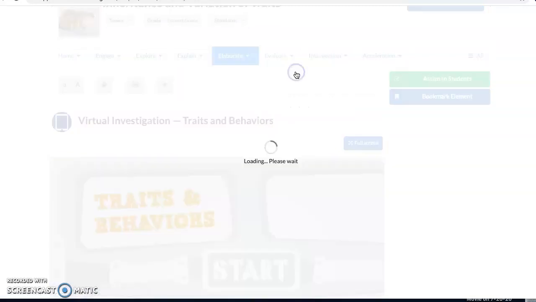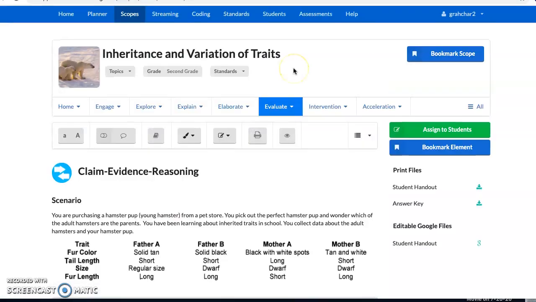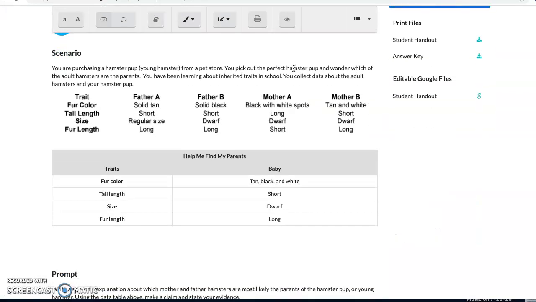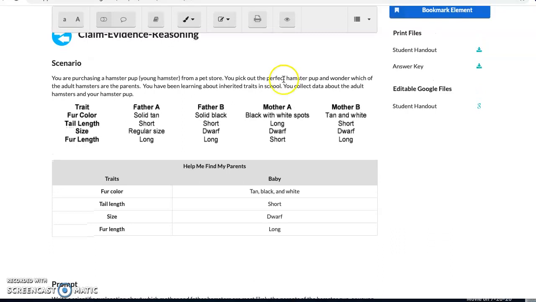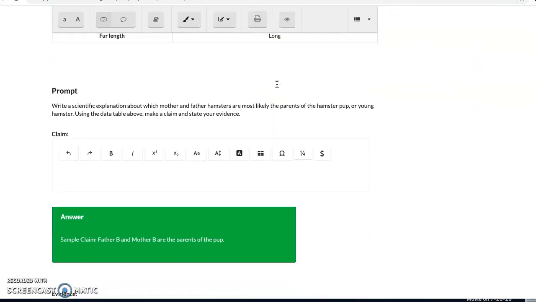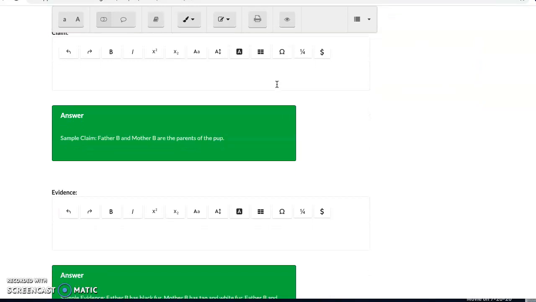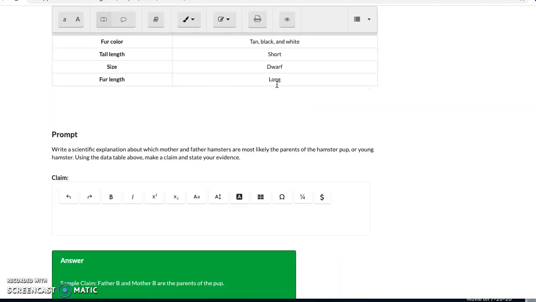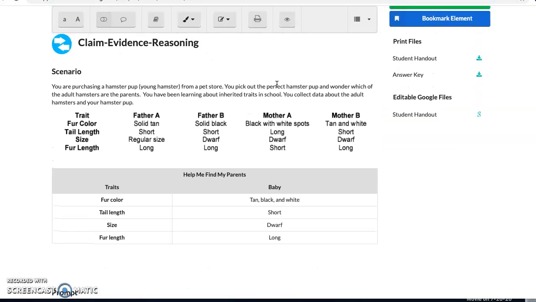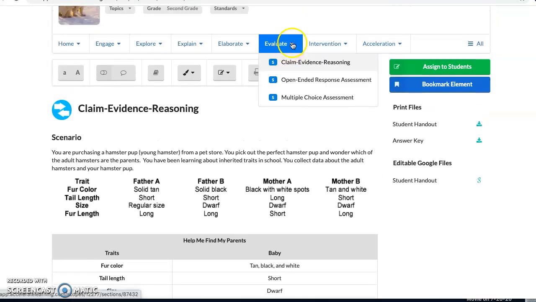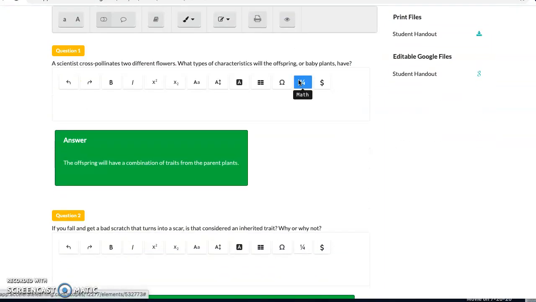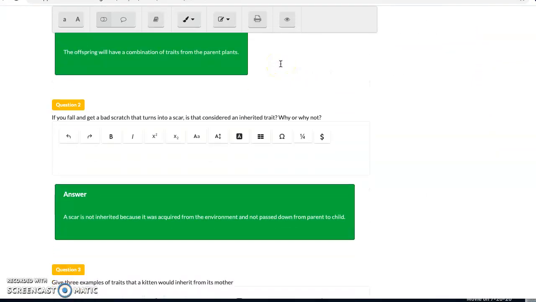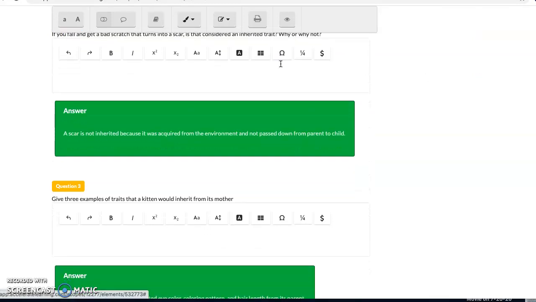Another claim, evidence, reasoning. The one we saw previously was just for the Explore activity. This one is for the entire scope. So it gives us a scenario, a prompt, and then students are to give their claim, their evidence, and their reasoning for their thoughts about that particular scenario and prompt. Then there's an open-ended response where students are given a particular scenario and then asked to answer that question. Very important for students here.